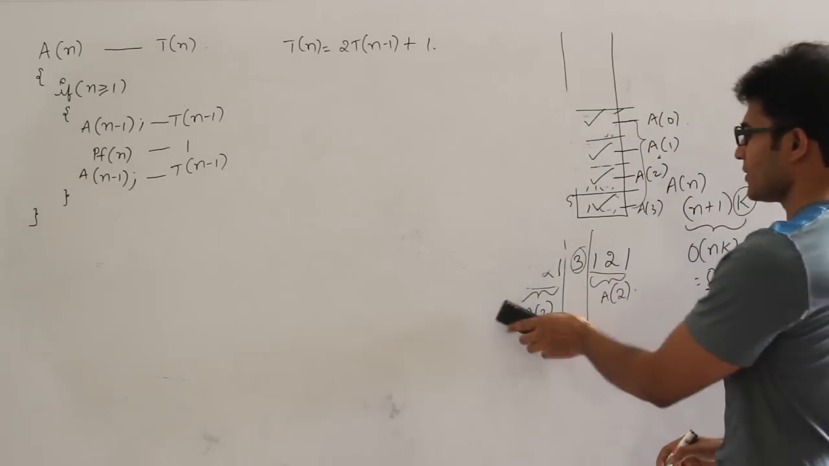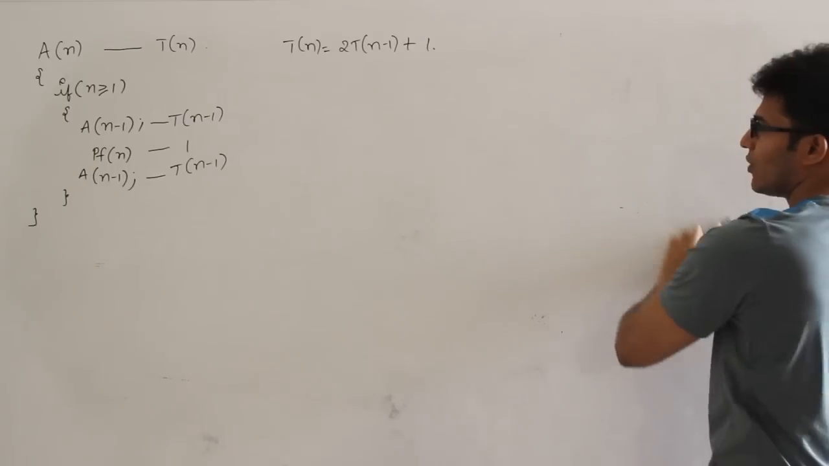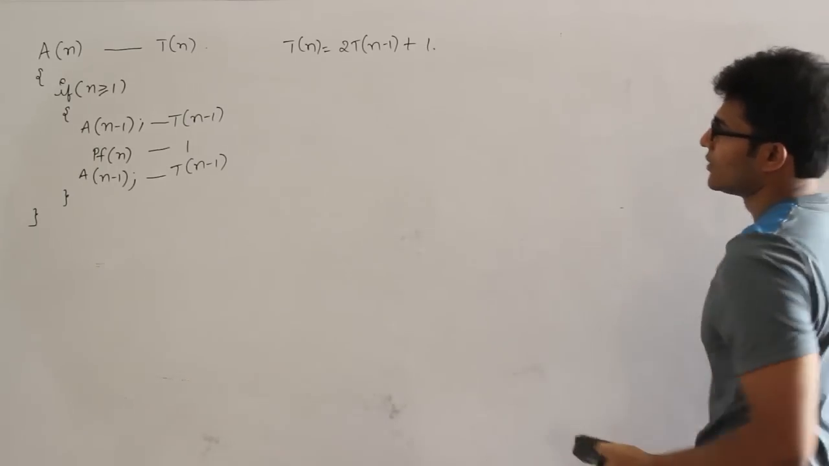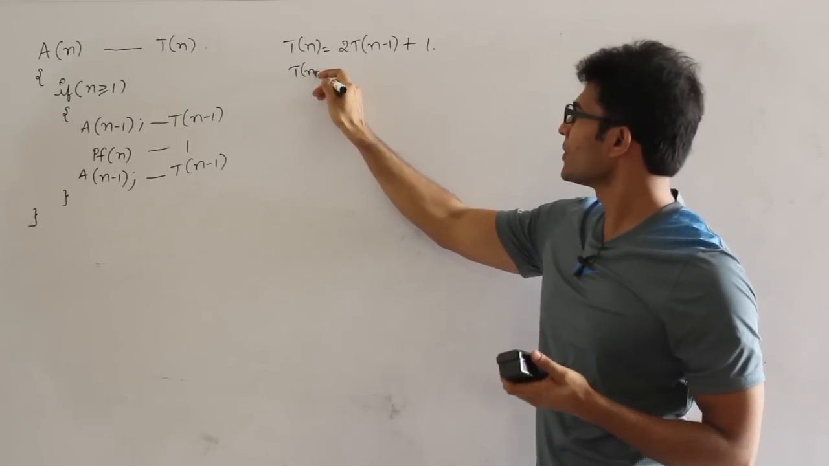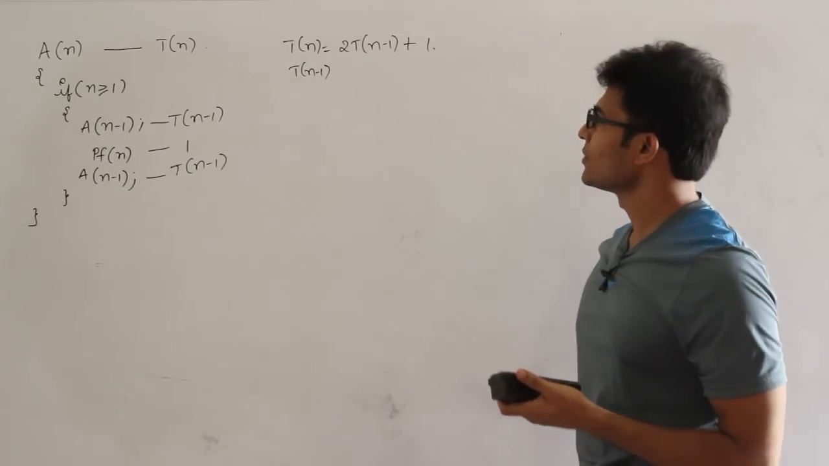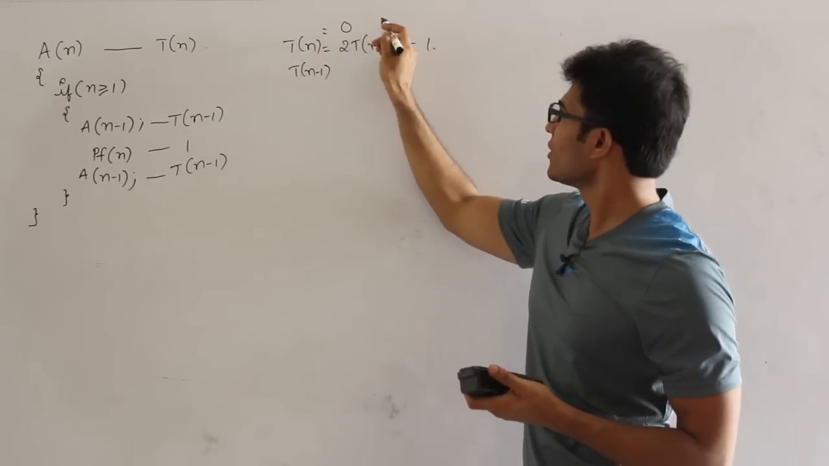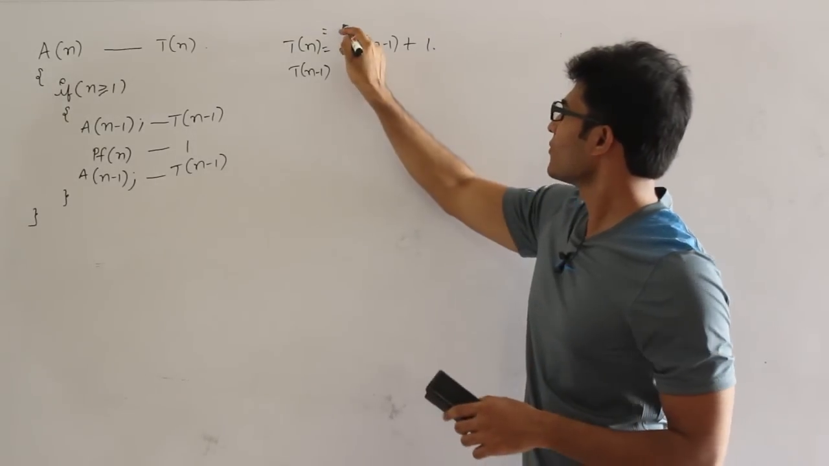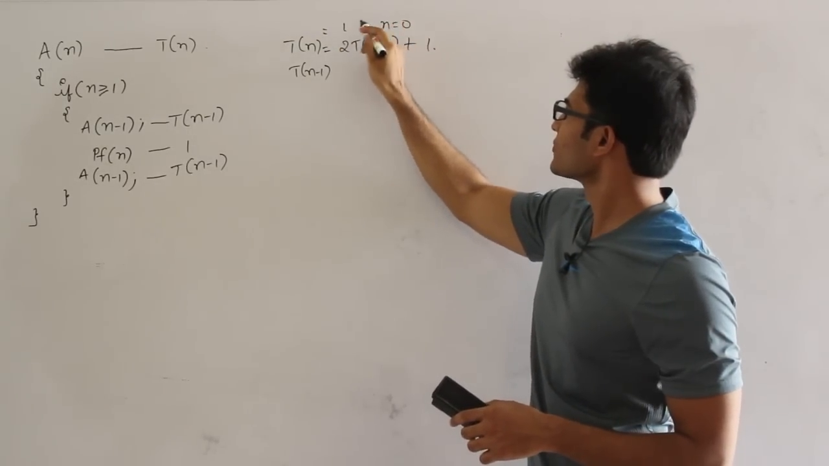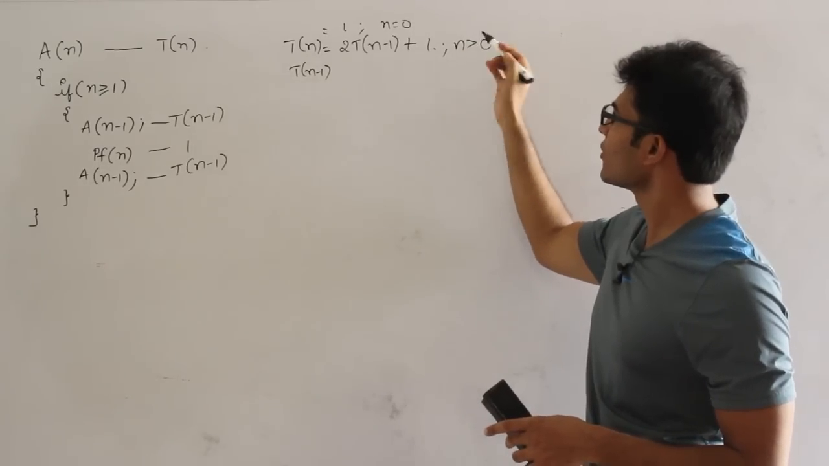Now you can use the back substitution method and you can find out the solution for this. How to use the back substitution method is, so one thing is, you understood that T of n equal to this, then what is T of n minus 1, and where are you going to stop? We are going to stop, so time complexity is constant whenever n reaches 0, and this is whenever n is greater than 0, which means greater than or equal to 1.